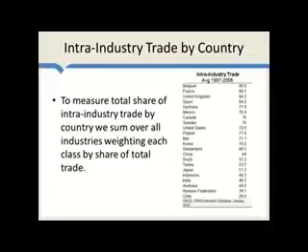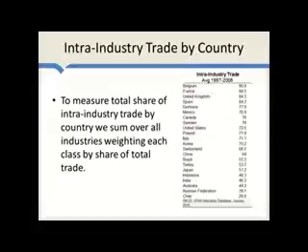Down here towards the bottom, we get countries which have lower levels of intra-industry trade. Australia and Chile, for example, export a lot of minerals, which they don't so much import, so their values are lower. For most developed countries in the world, however, the intra-industry trade statistic is very high indeed.